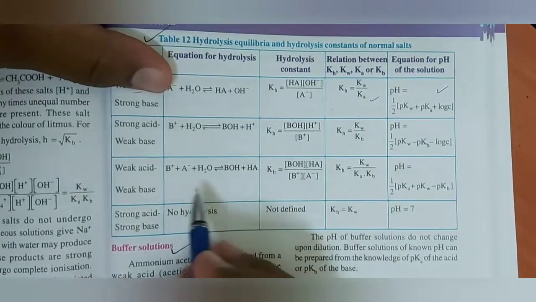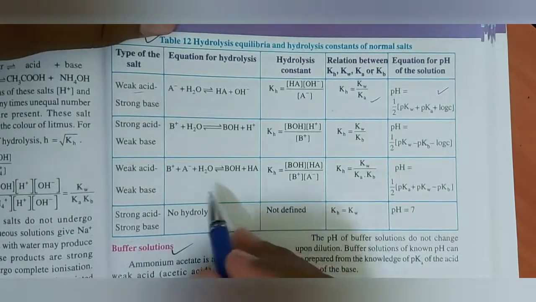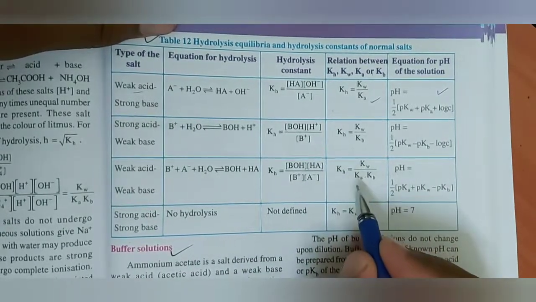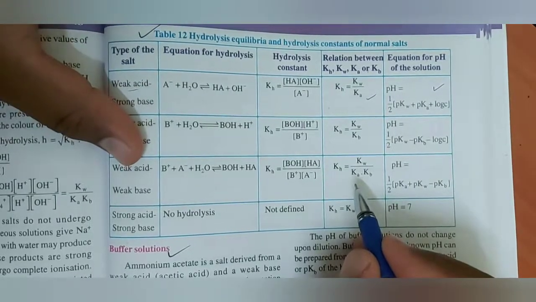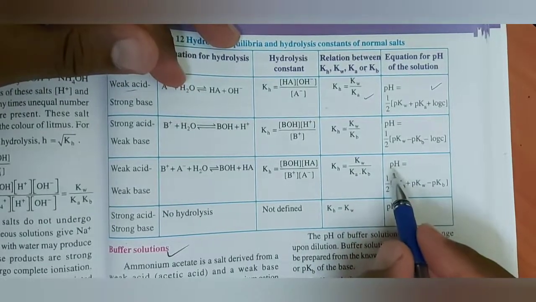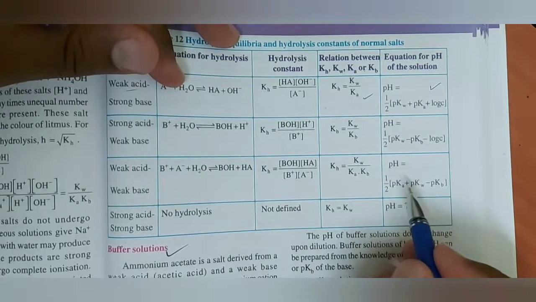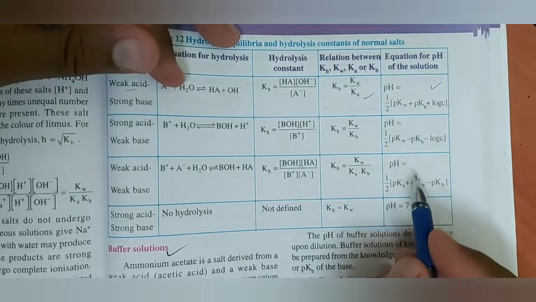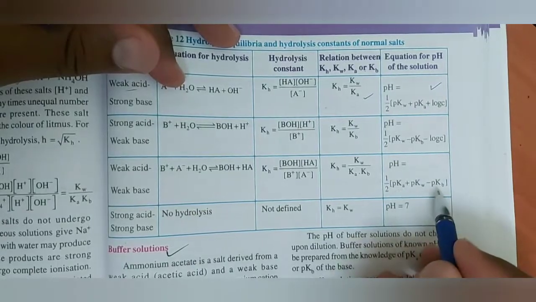For the third type, the salt which is obtained from weak acid and weak base, KH is equal to KW by Ka into Kb. Under weak acid and weak base, both we are getting, because both anion and cation are weak. For this, pH is equal to 1 by 2 into pKw plus pKa. See, wherever pKa is there, plus only. Here log C is not there. pKw plus pKa minus pKb.